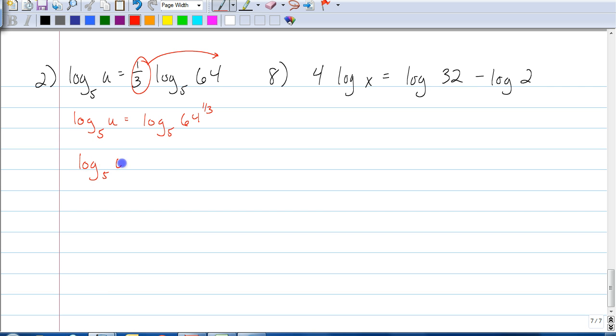Well, have you figured it out yet? It should be 4. 4 times 4 is 16. 16 times 4 is 64. So the cube root of 64, this piece, gives you 4. So now we have this written as a single logarithm on the right, so we can ignore our logarithms. So we have our answer, u equals 4.